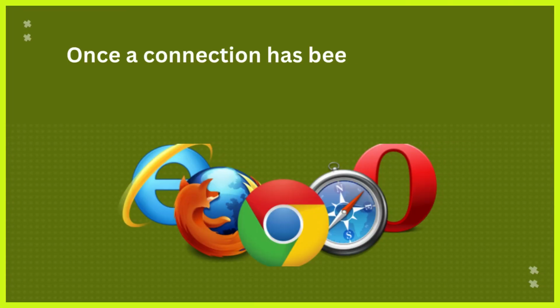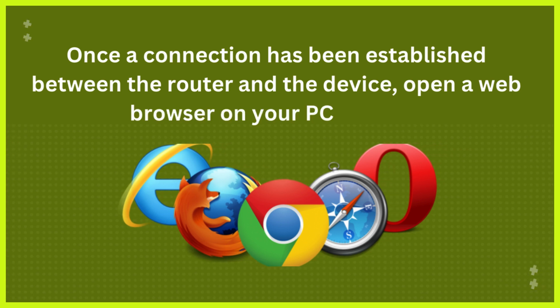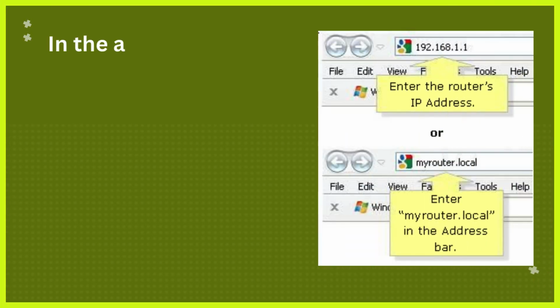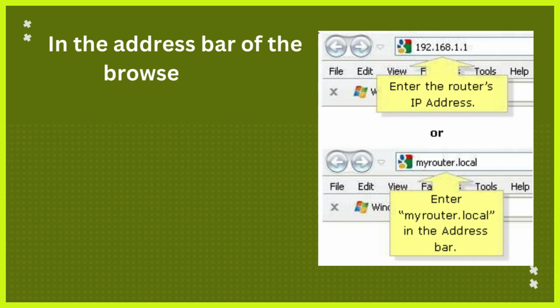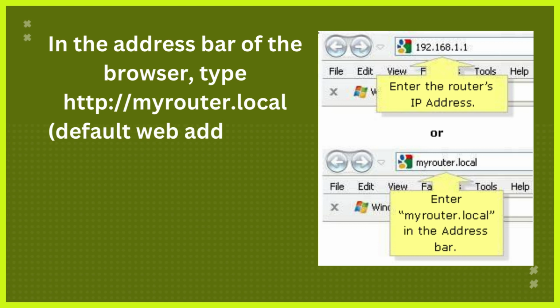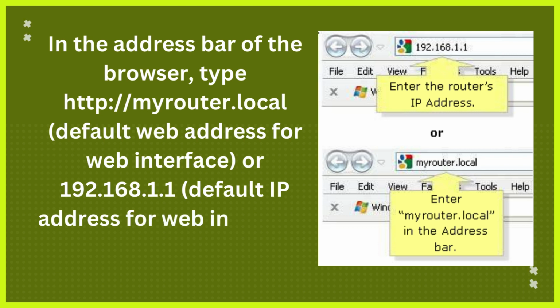Once a connection has been established between the router and the device, open a web browser on your PC/laptop. In the address bar of the browser, type http://myrouter.local, the default web address for the web interface, or 192.168.1.1, the default IP address for the web interface, and hit enter.